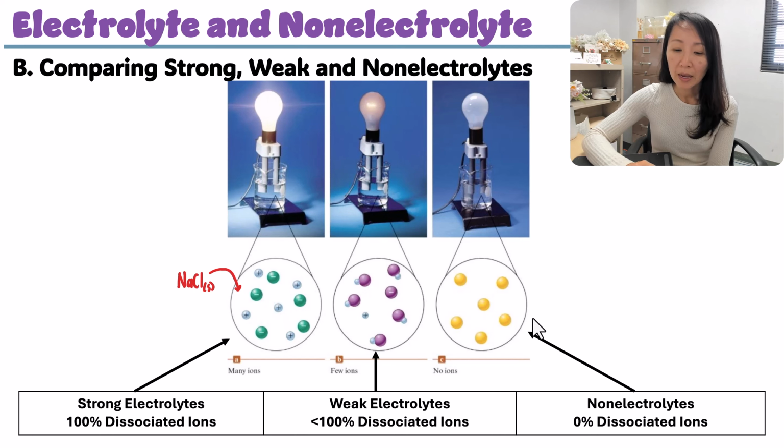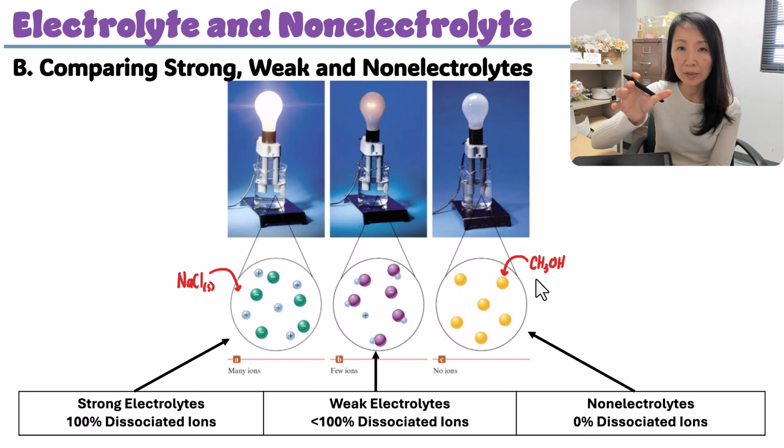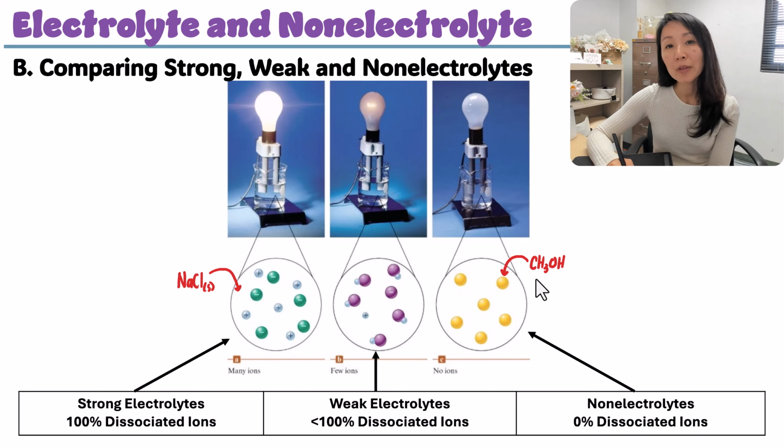In a non-electrolyte solution, we have something like methanol. When it's submerged in water, it does not dissociate, meaning it does not split apart, but just remains intact. It still dissolves, but just stays intact, and that prevents ions from forming, and so therefore there's no conductivity of electricity. So you see no light bulb occurring here.